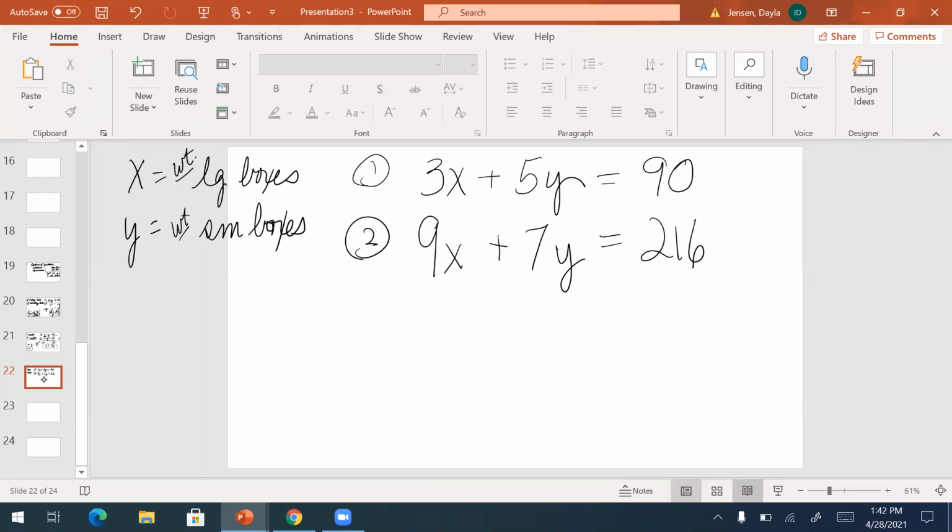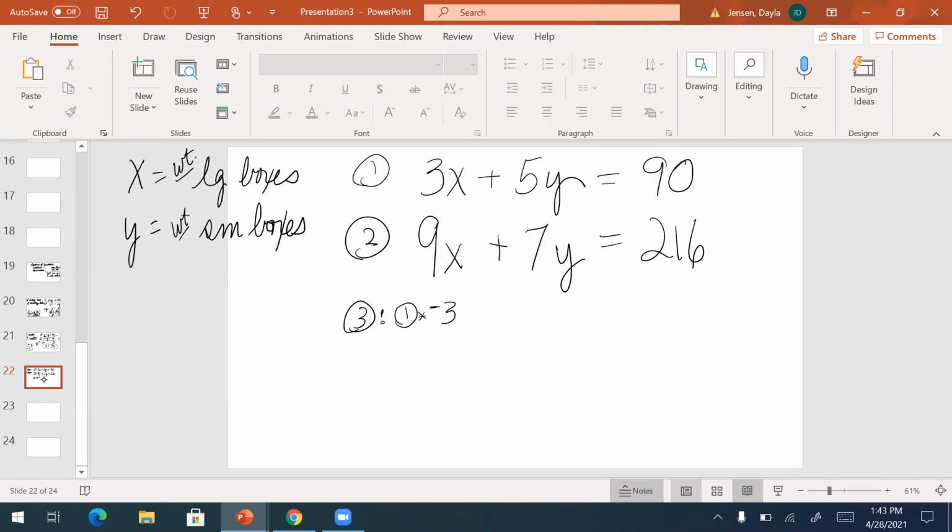So there's my 2 equations, 2 unknowns. Now I need to figure out a way to substitute for y or x or eliminate for y or x, because I've got 2 equations, 2 unknowns. I need 1 equation, 1 unknown. So how about if I multiply this top equation by a -3? So I'm going to make a third equation, which is number 1 times -3.